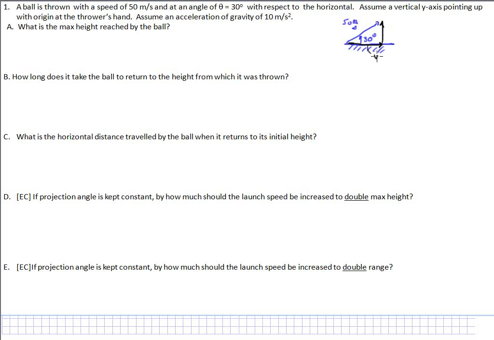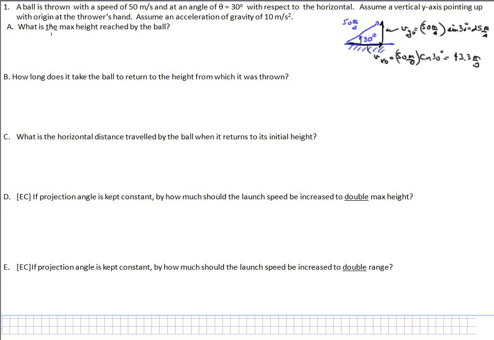So this is the Vx naught, and it's equal to 50 meters per second times the cosine of 30 degrees, which comes out to be 43.3 meters per second. And Vy naught is equal to 50 meters per second times the sine of 30 degrees, which comes out to be 25 meters per second. For the first question here, I'm going to use Vy naught, this 25 meters per second.